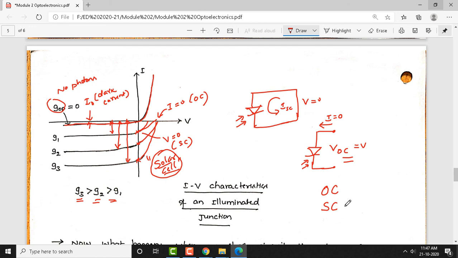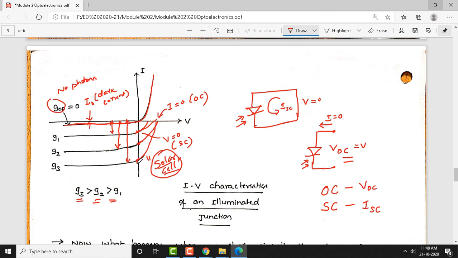Short circuit condition means you need to find out the short circuit current. Under this short circuit condition, you must find what is ISC. Under open circuit condition, you must find what is VOC. So, these are the two things we need to identify here.